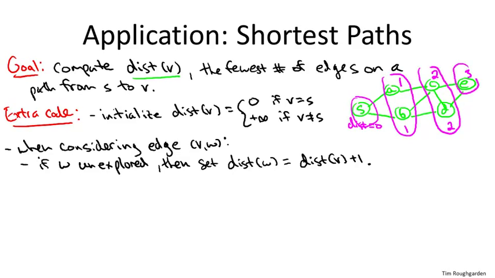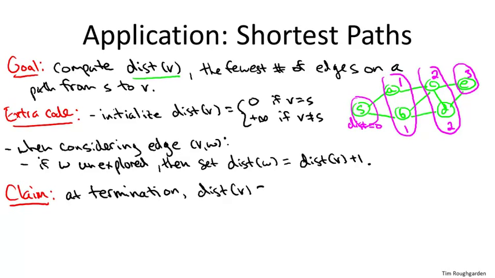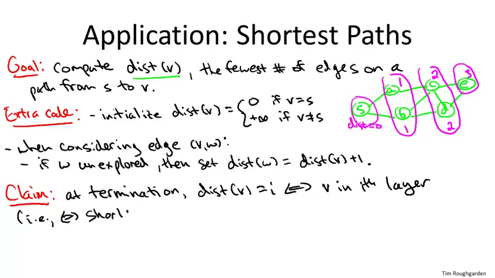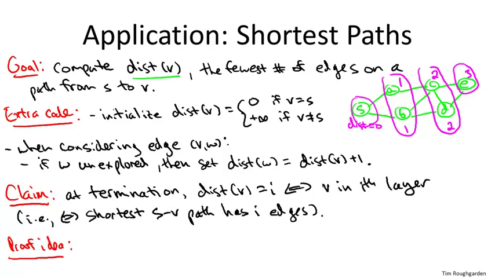I hope you find it very easy to believe at this point that that claim is true in general. That the distance computed by breadth first search for an arbitrary vertex V that's reachable from S is going to be equal to I if and only if V is in the ith layer, as we've been defining it previously. And what does it really mean to be in the ith layer? It means that the shortest path distance between V and S has I hops, I edges.